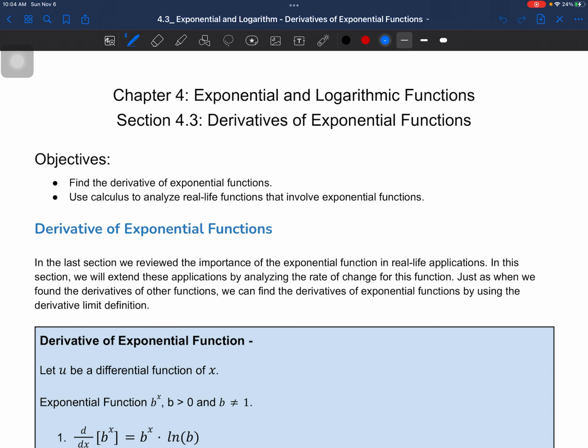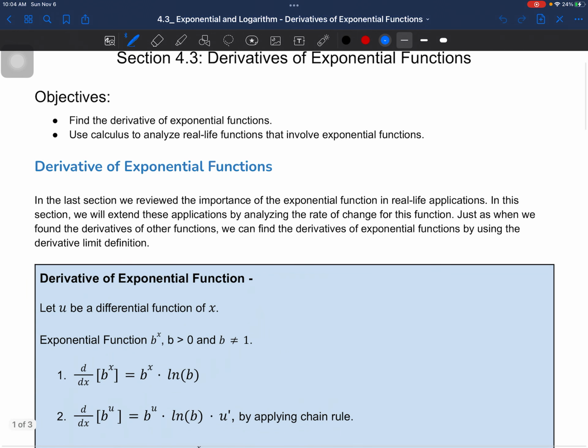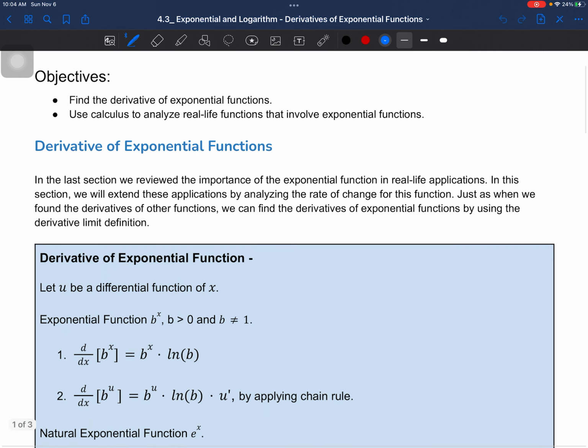Hi, welcome back. So we're gonna start 4.3 here. In this section, we're gonna introduce the derivative of the exponential functions and then use calculus basically to analyze real life functions that involve exponential functions. So let's begin with the derivative of the exponential functions.